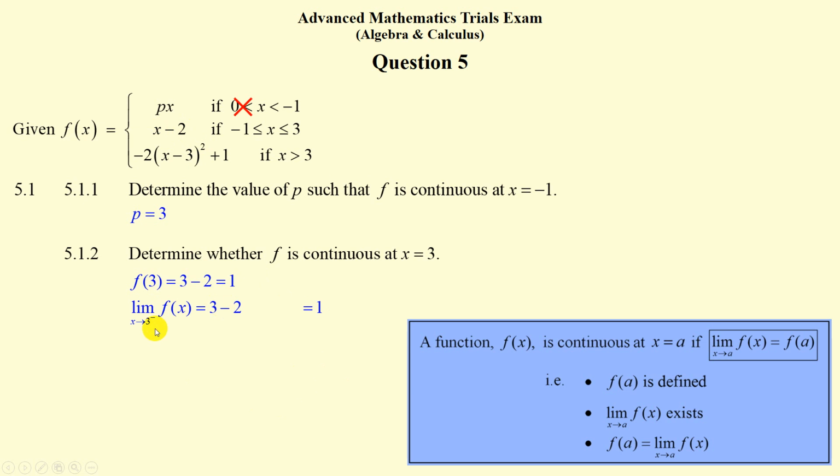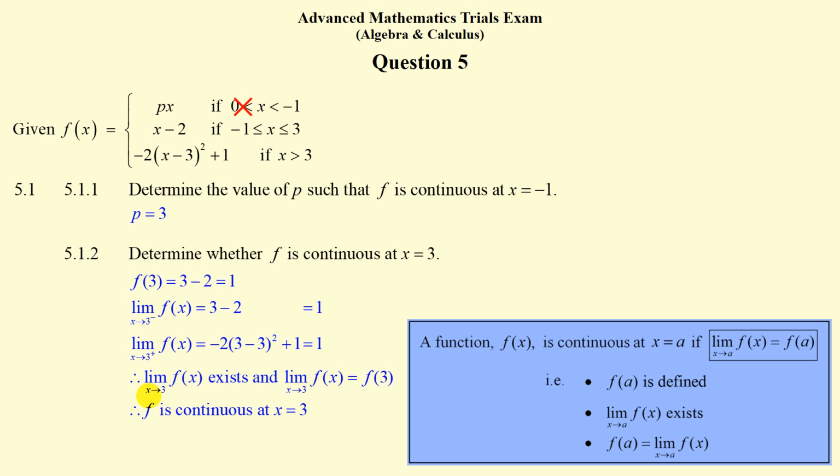The left limit of f of x as x tends to 3: the left limit acts on this, therefore it's going to be 3 minus 2, which is 1. The right limit, we're going to have to substitute into here. To get the right limit, we substitute 3 into there, and we get 1. So the left limit equals the right limit, therefore the limit exists. And the limit is 1, and it's equal to f of 3. And therefore, f is continuous at x equals 3.